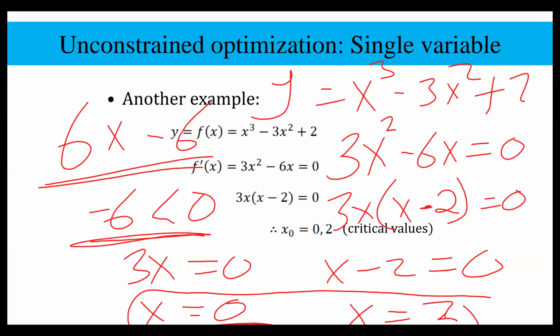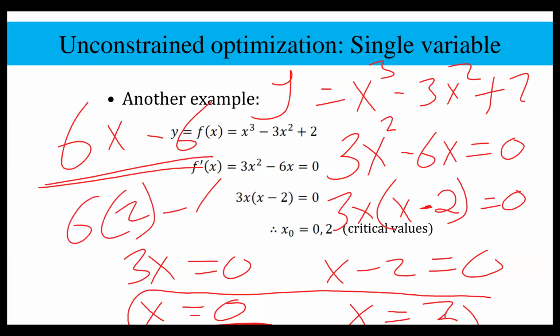Next, we can substitute at 2. It will give us +6, which is greater than 0, which means the function is a minimum. At 2, it's a minimum.